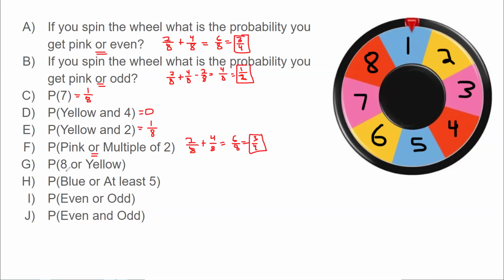Yellow, 8 or yellow. So the probability of 8 is 1 out of 8. The probability of yellow is 2 out of 8. It can't be both 8 and yellow, so there's nothing to subtract.